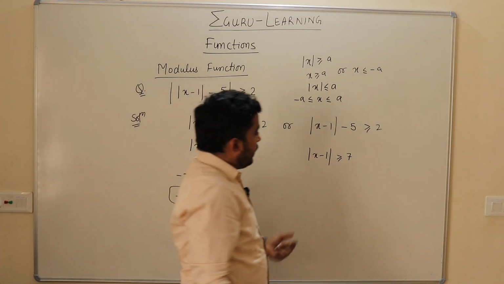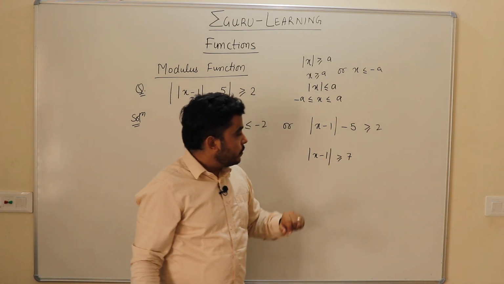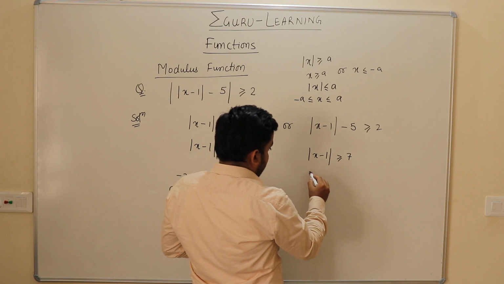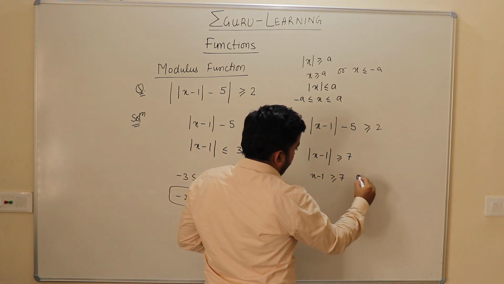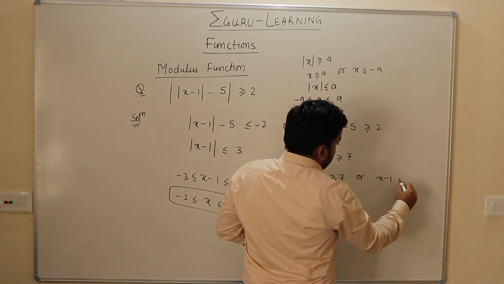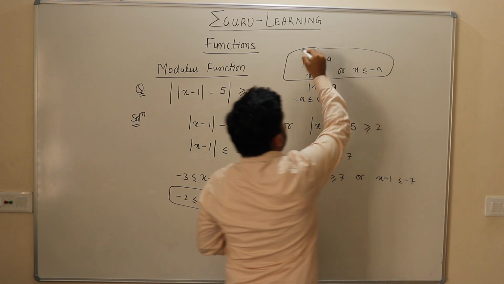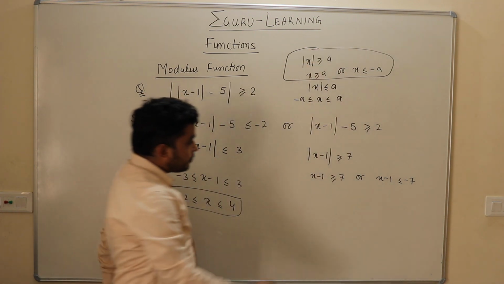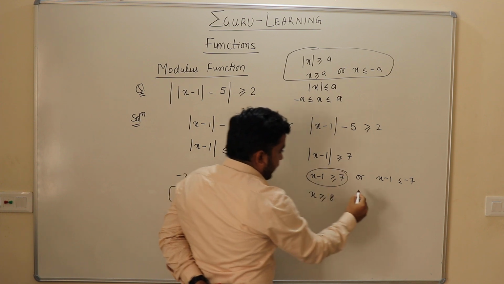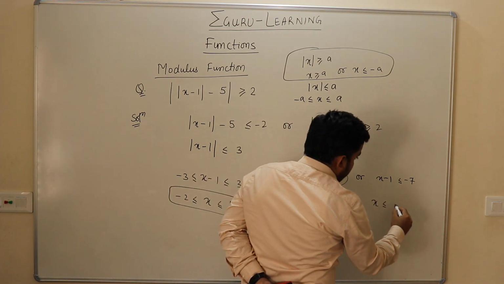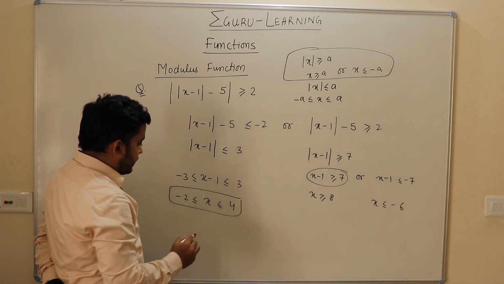Now let's solve this inequality. We have mod of x minus 1 greater than or equal to 7. So in this we can write x minus 1 greater than or equal to 7 or x minus 1 less than or equal to minus 7 using the above said property. Hence x should be greater than or equal to 8 from this part, and here we are getting x should be less than or equal to minus 6. That means now we are getting the regions.